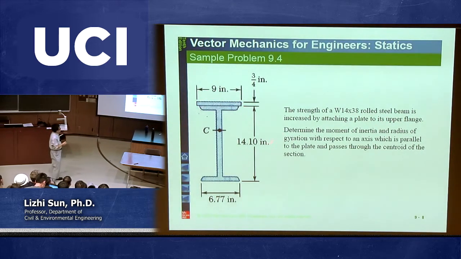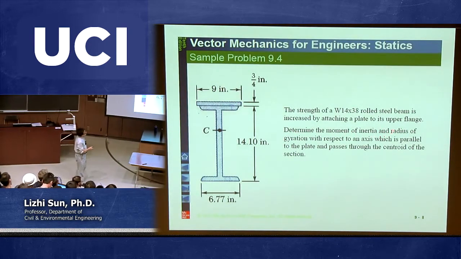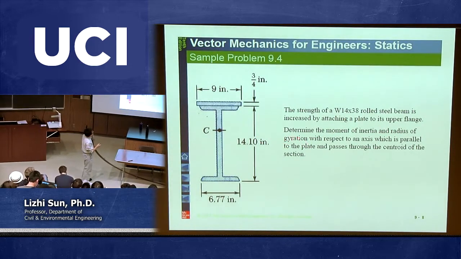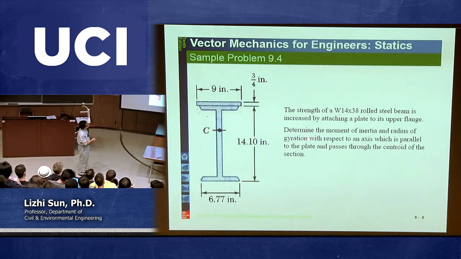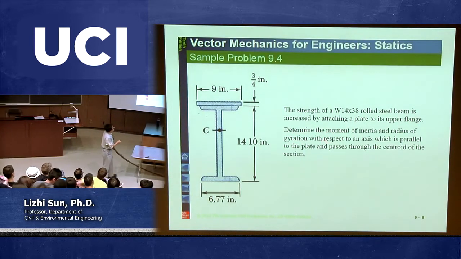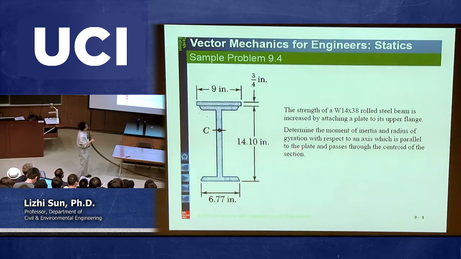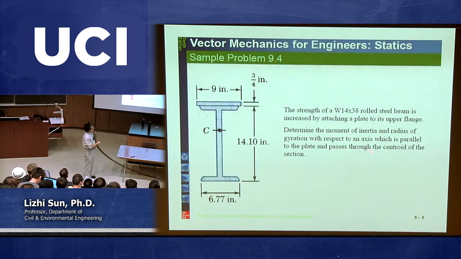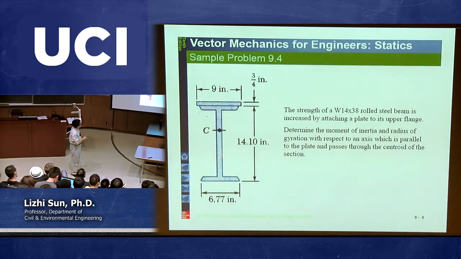Okay, so now we need to calculate the moment of inertia and the radius of gyration, which I'm going to give you some kind of definition. Once you know the moment of inertia, you can calculate the equivalent radius of gyration with respect to an axis which is parallel to the plate but passes through the centroid of the section. The centroid of this whole section, not the centroid of this lower part.